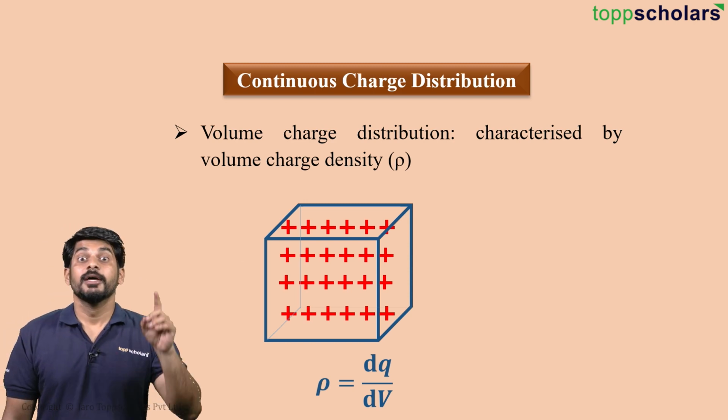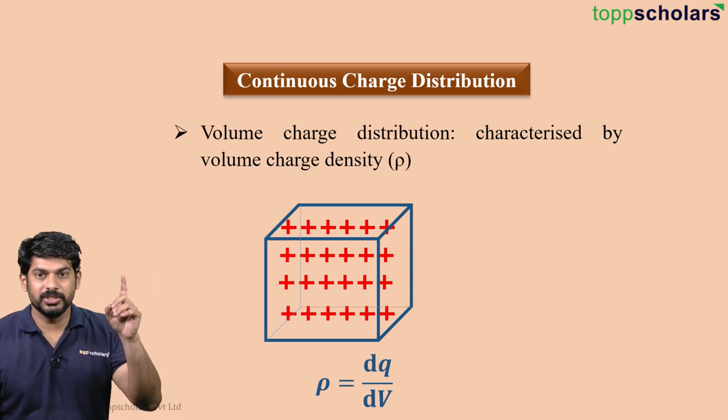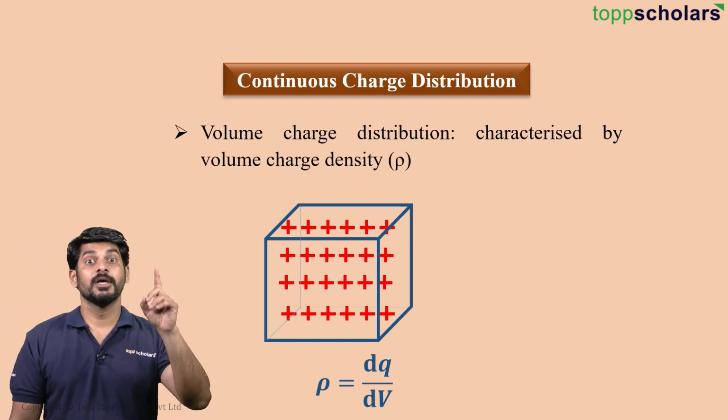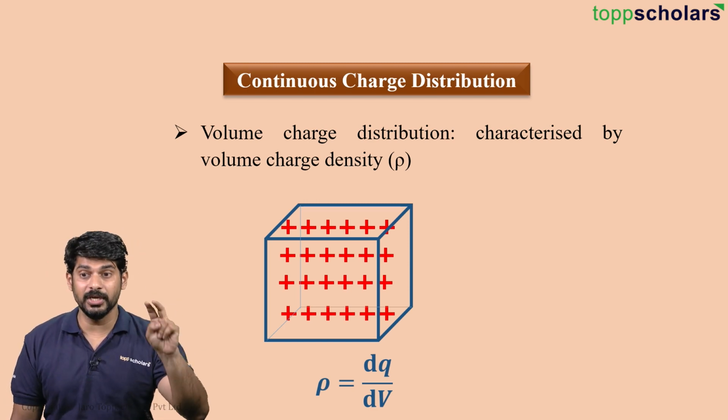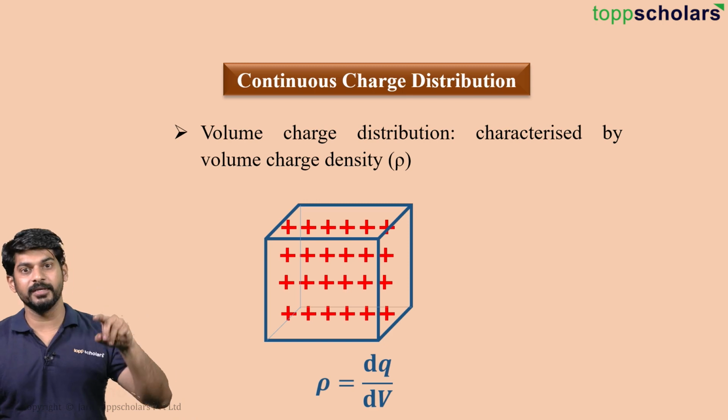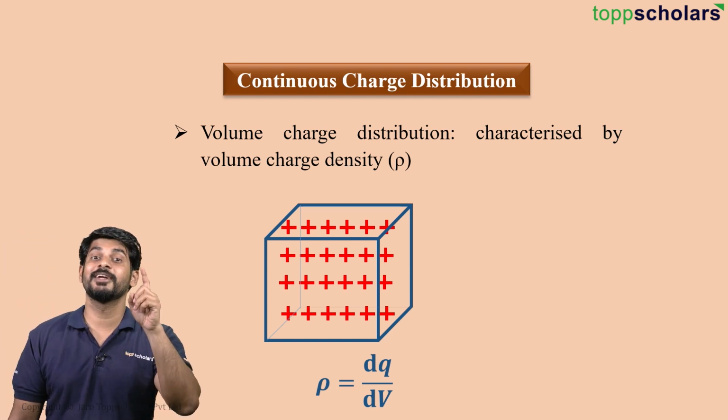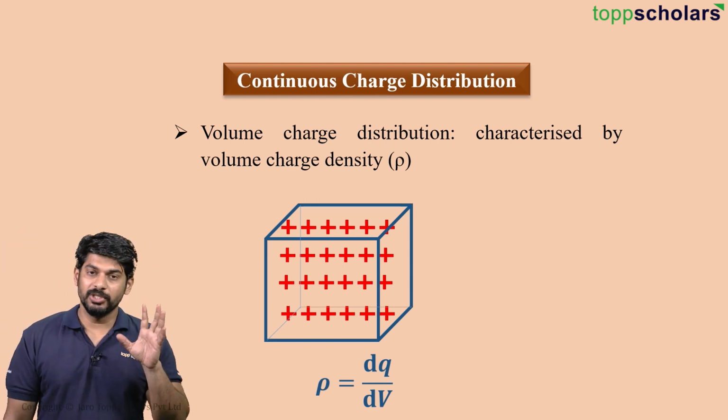So there are three types of continuous charge distributions. One is the linear charge distribution, second one is the surface charge distribution, and the third one is the volume charge distribution. So these are the three types.